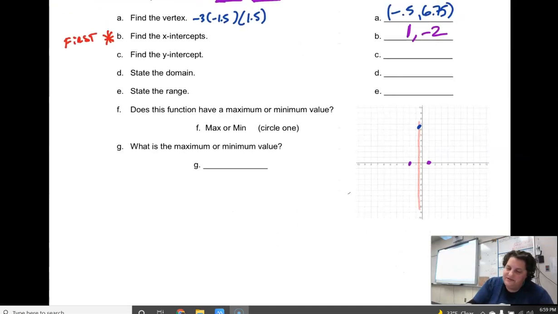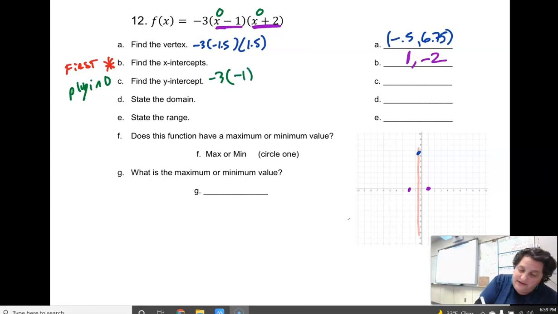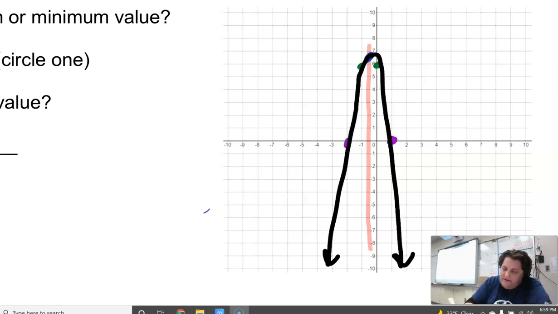Okay, the last thing I'm going to find is my Y-intercept. All right. That's where I plug in 0. Okay, so let me move these out of the way. If I plug in 0, I get negative 3. Okay, 0 minus 1 is negative 1. 0 plus 2 is positive 2. A negative times negative is a positive. 3 times 1 times 2 is 6. So let's go ahead and put that at 6, and I'll write it on the other side at 6, and then I'll get my graph. Okay?